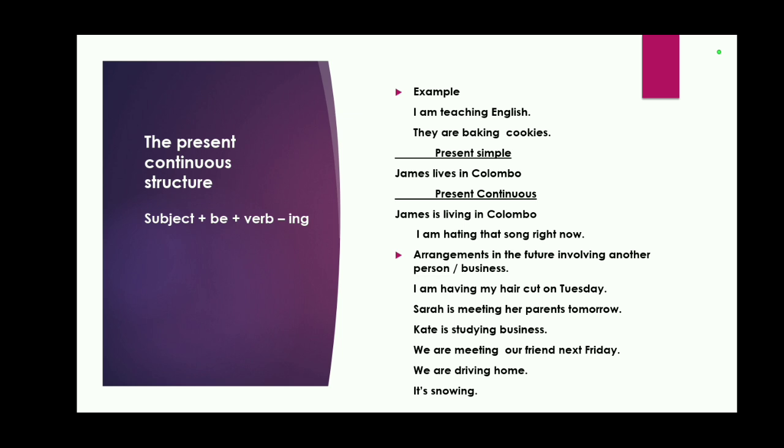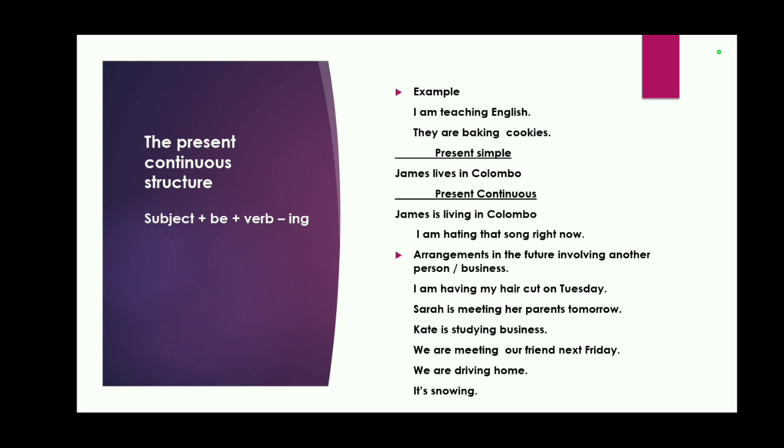The structure of the present continuous is subject plus be plus verb-ing. Here are some examples. I am teaching English. They are baking cookies. We can also use this tense to talk about things that we think are temporary.